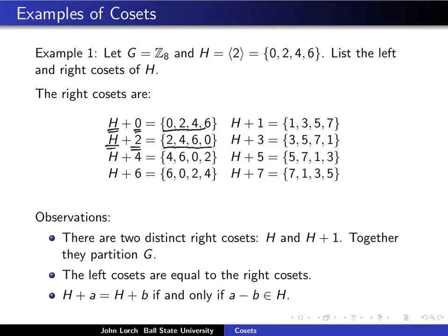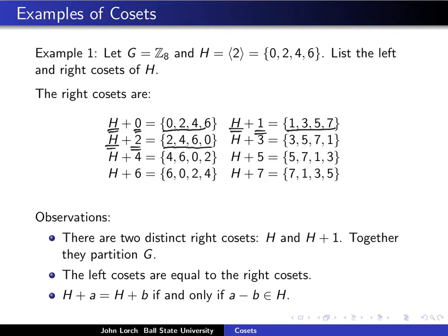Now going over to the right column, if we take the coset H plus 1, we obtain a different set. Here the point is we take everything in H and we add 1 on the right. So 0 plus 1 is 1, 2 plus 1 is 3, 4 plus 1 is 5, 6 plus 1 is 7, and we wind up with the set 1, 3, 5, 7. And you might observe that we'll wind up with exactly that set, though possibly in a different order, if we take the right coset H plus 3 or H plus 5 or H plus 7.